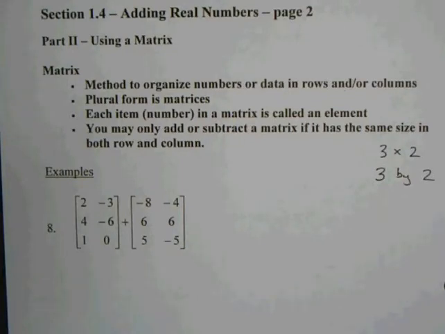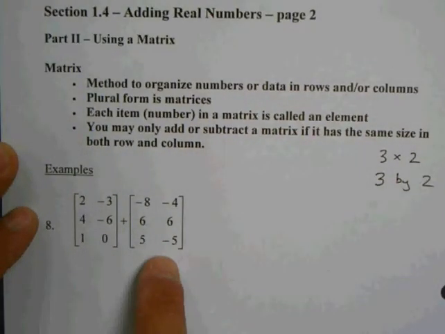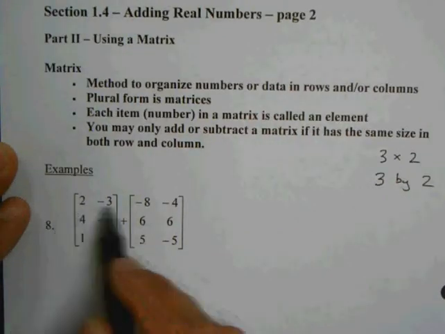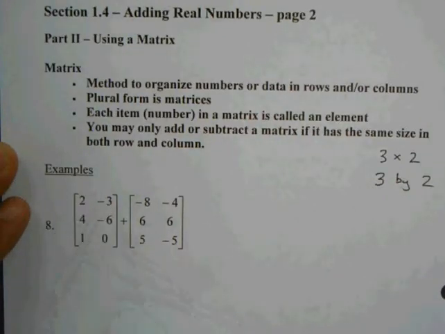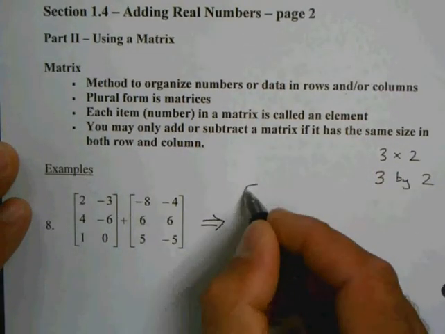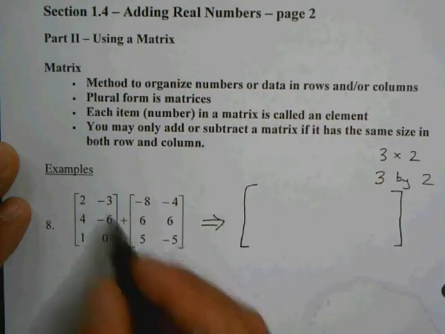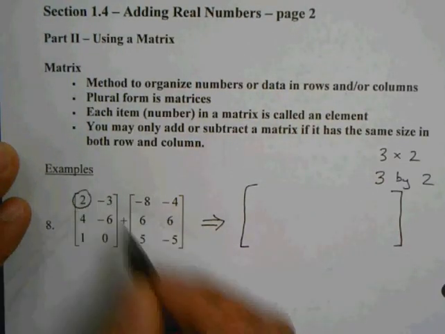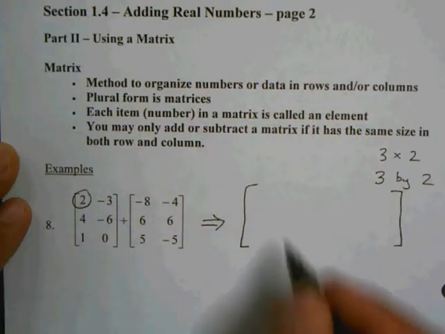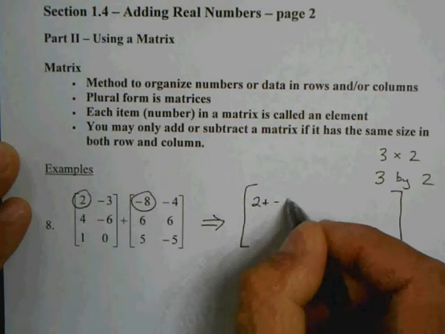So look at our matrices here. Is this matrix the same size and dimensions as our second one? Yeah. They're both 3 rows and 2 columns. So we can add them. So here we go. All you do, you're going to kind of make a bigger matrix. And we have to think, the first element, top left corner, plus the first element in the top left corner.